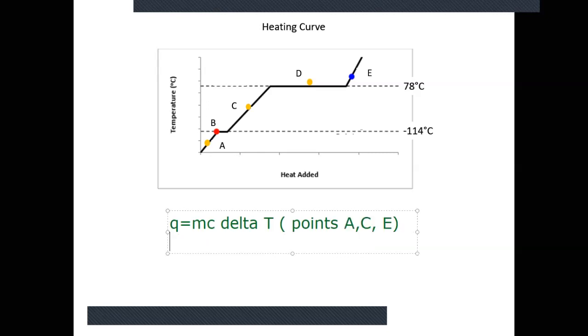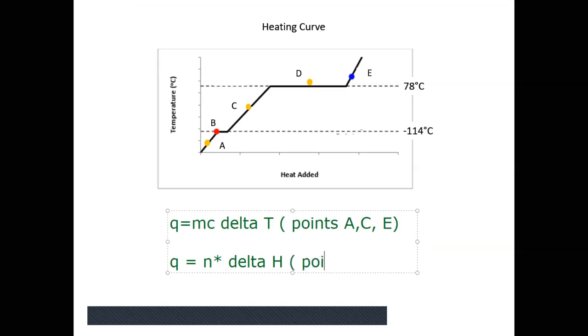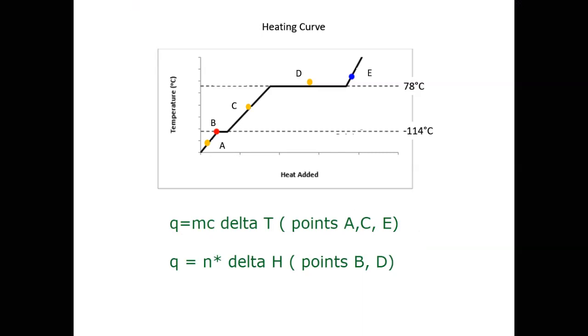For points B and D, we would use Q equals N times delta H. And again, N means moles, so we have to make sure we convert to moles, whatever we're using. So on the slants, we use Q equals MC delta T. On the plateaus, we use Q equals N times delta H. Now, Q equals MC delta T puts the energy in joules. For Q equals N times delta H, you'll see it puts the energy in kilojoules. So once we do our calculations, we want to convert joules into kilojoules.